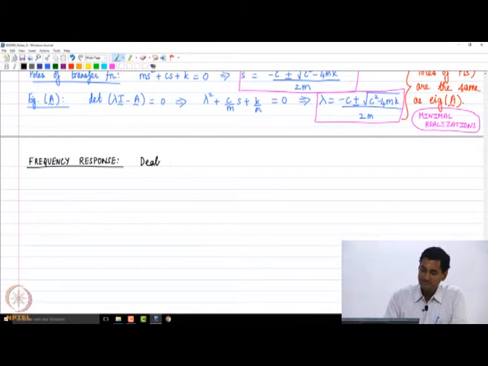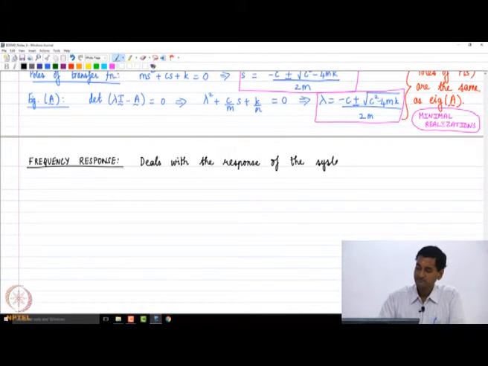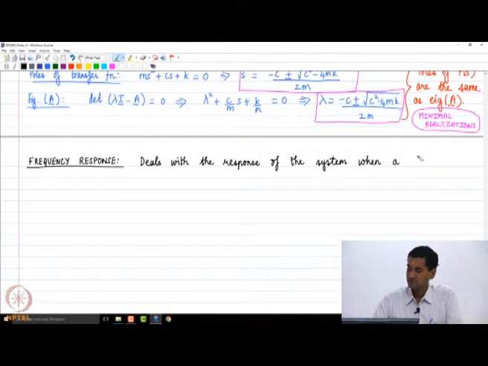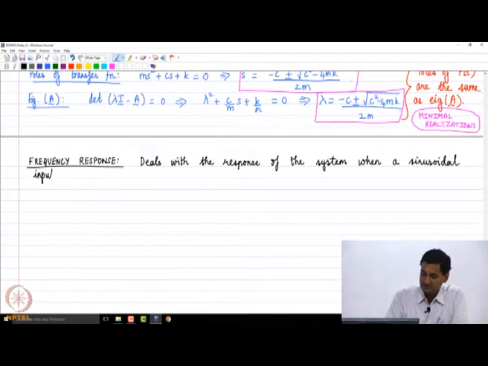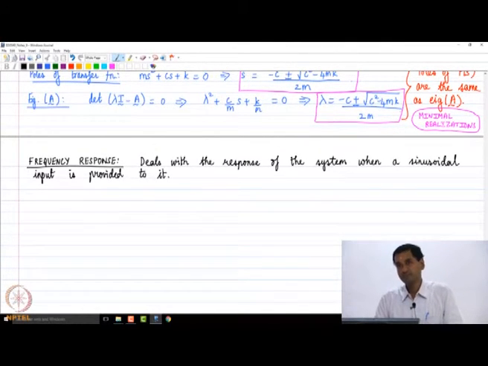So the term frequency response deals with the response of the system when a sinusoidal input is provided to it. Okay, so that's what we are going to look at. By and large, we are going to look at the steady state response. Okay, we will see why.